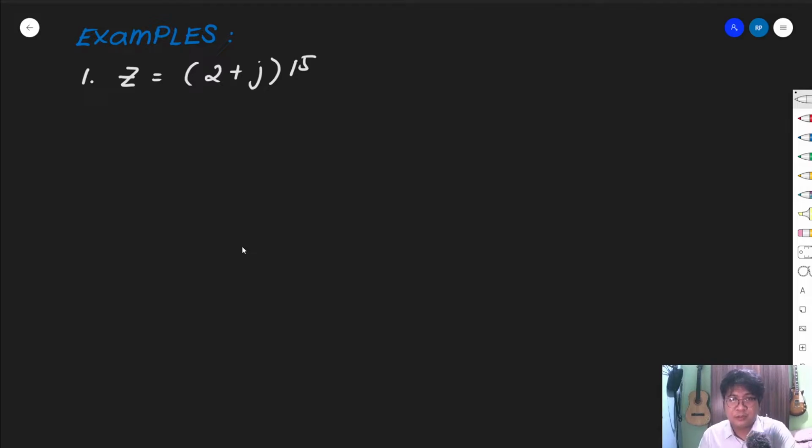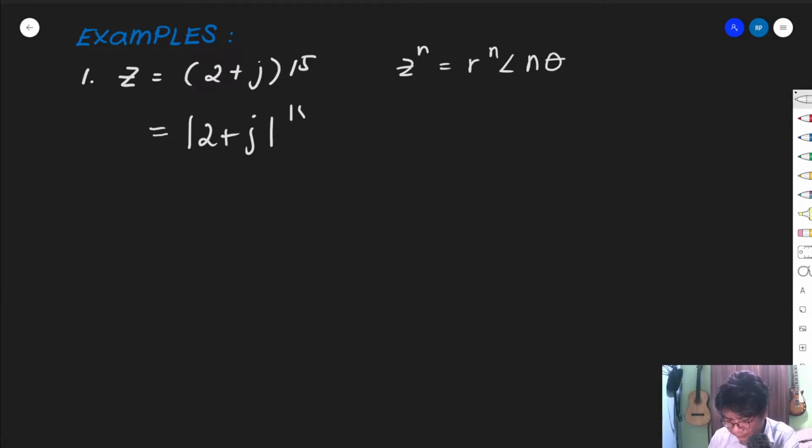Sabi dito, z is equal to the quantity 2 plus j raised to 15. So, pinapahanap sa atin yung value ng z. So, game, evaluate natin. Kapag meron tayong z raised to n, this is equivalent to r raised to n, angle n theta. So, ito yung gagamitin natin na formula. So, we have the absolute value of 2 plus j raised to 15, angle 15 times the argument ng 2 plus j. Okay, so ito yung formula na gagamitin natin.